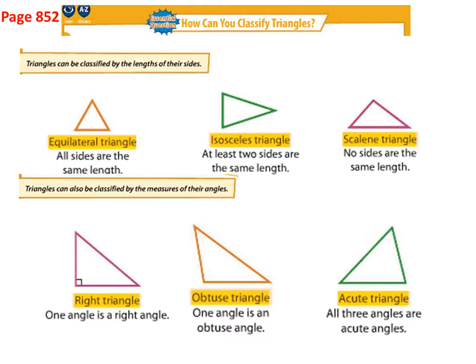Take a look at the biggest angle in this triangle. In this triangle, all three angles are acute angles. So we can call that triangle an acute triangle.